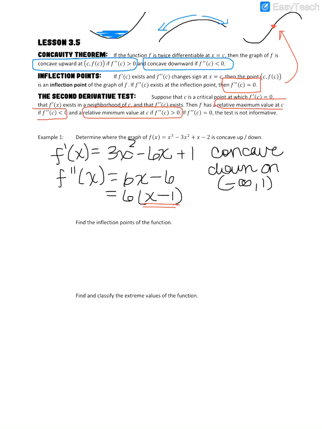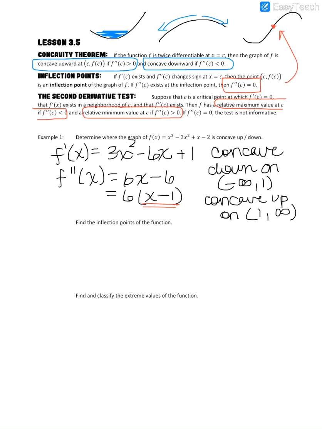Okay, if I'm on the other side of 1, let's say I'm at 2. 2 minus 1 is 1. 1 times 6 is 6. That's positive. So I'm going to be concave up on the right side of 1, 1 to infinity. All right, let's look at the next one.